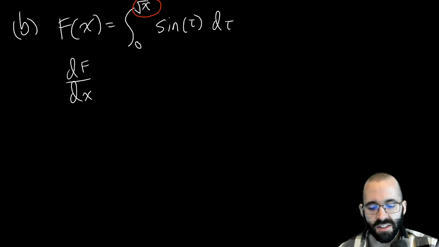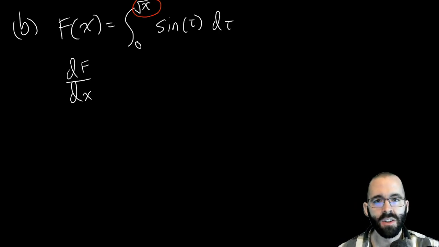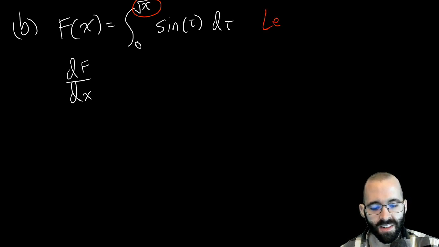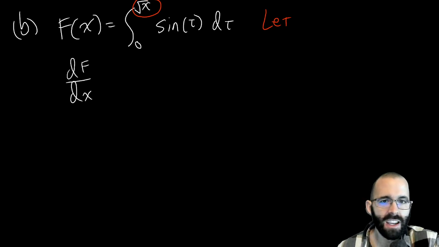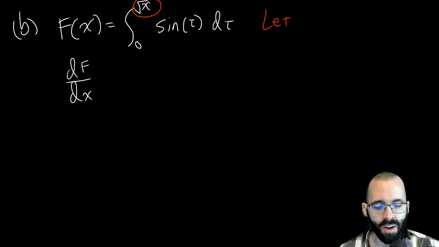Well, if this were just x, we could use the fundamental theorem of calculus. So let's use a substitution. If that circled thing were just a single variable, no square root, if we could get rid of the square root, we could use the fundamental theorem of calculus, no problem. Let's use a substitution.